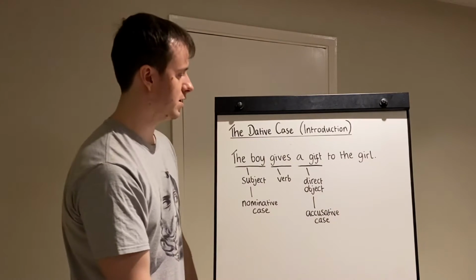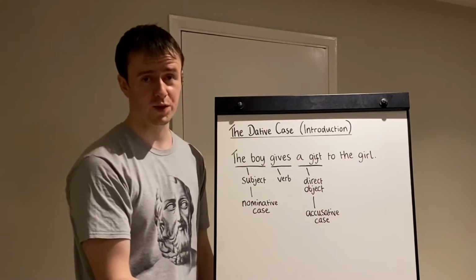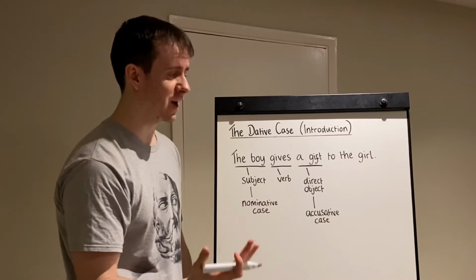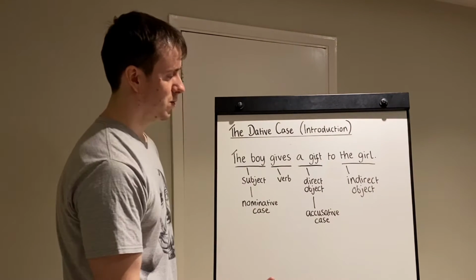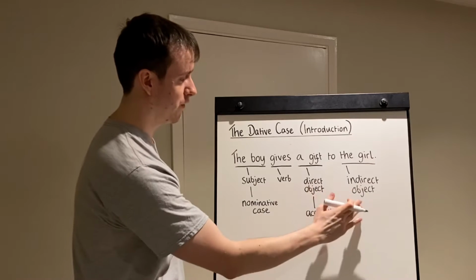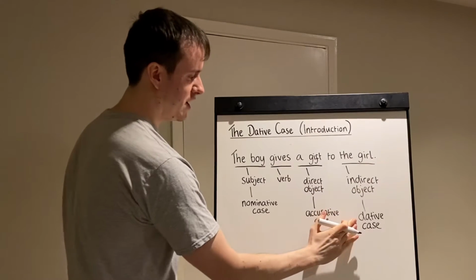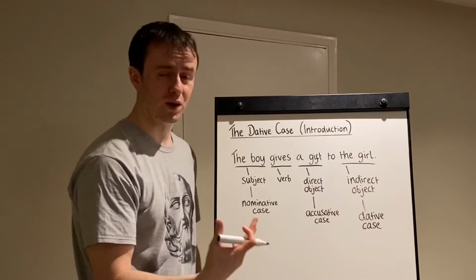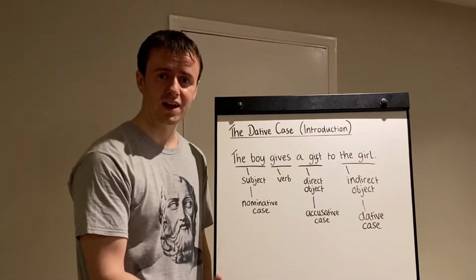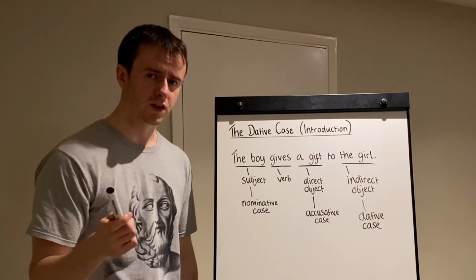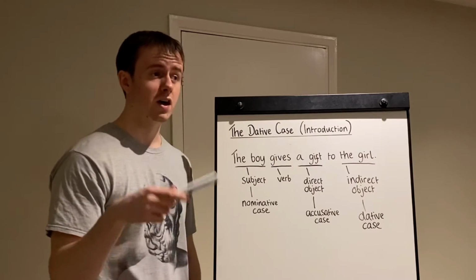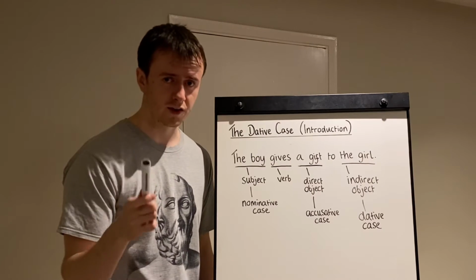Because the girl is the person to whom something is being given, she is the indirect object, as I have put on the board there. And in Greek, the girl would therefore go in the dative case, because one of the uses of the dative case is indicating the indirect object.